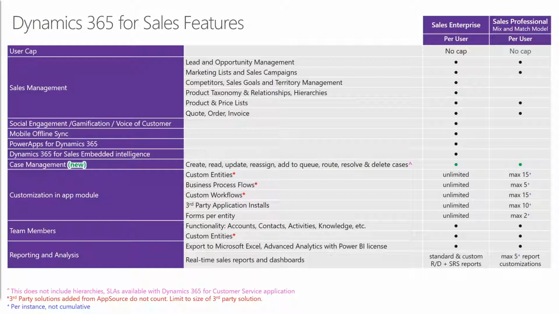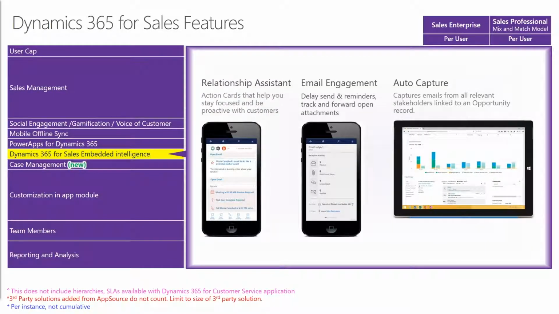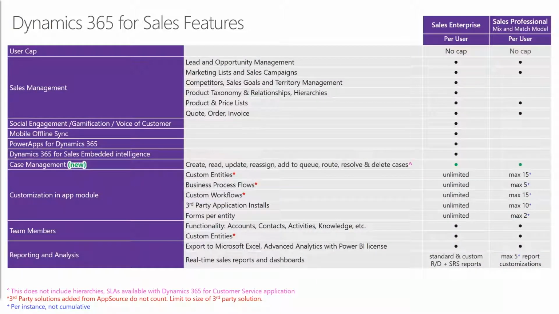You notice that Sales Enterprise has this thing called Sales Embedded Intelligence. Many of you would probably already be familiar with that, but it's the relationship assistant, relationship engagement, auto capture capability that I think we first announced about 1.5 years ago. So that's what Sales Embedded Intelligence is, if you're wondering what that is.